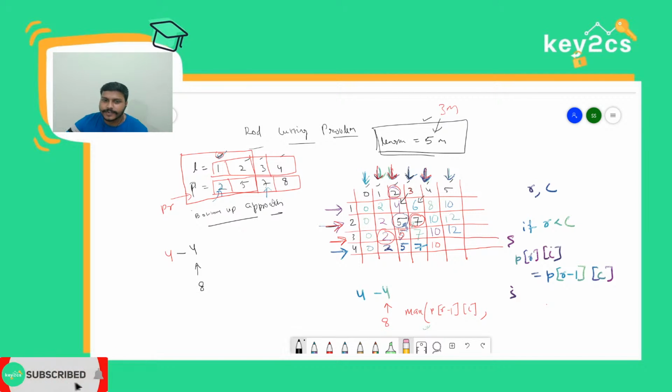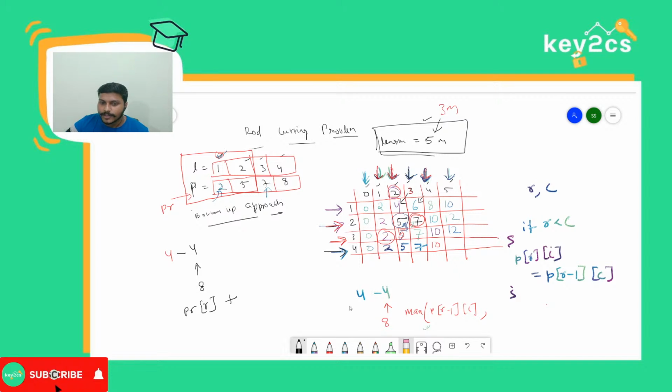How do we get this profit as 8? You would just write P of R, the current row value. Row value is 4 now. If you remember, we are at this row. Row value is now 4. So P of R would give you 8. Okay, plus.